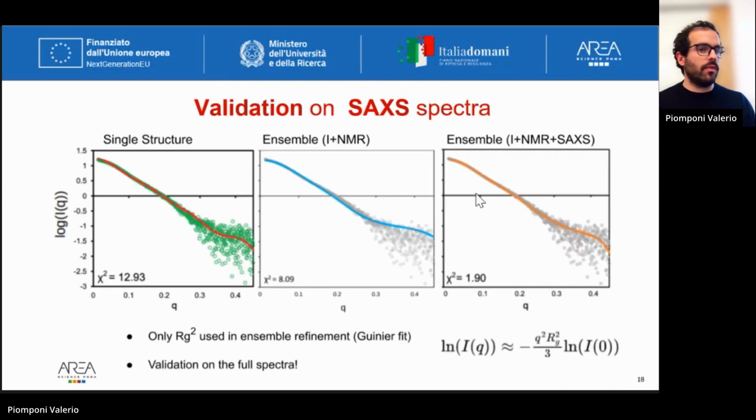Another validation we can do is on the SAXS spectra. So I remind you that we use in ensemble refinement only the radius of gyration as information coming from the SAXS spectra. This information is extracted just by looking at what happens for low values of Q in this spectra. So what happens here, the curvature here. Then you can fit on the whole spectra, and we could observe that the fitting works better in our refined ensembles.